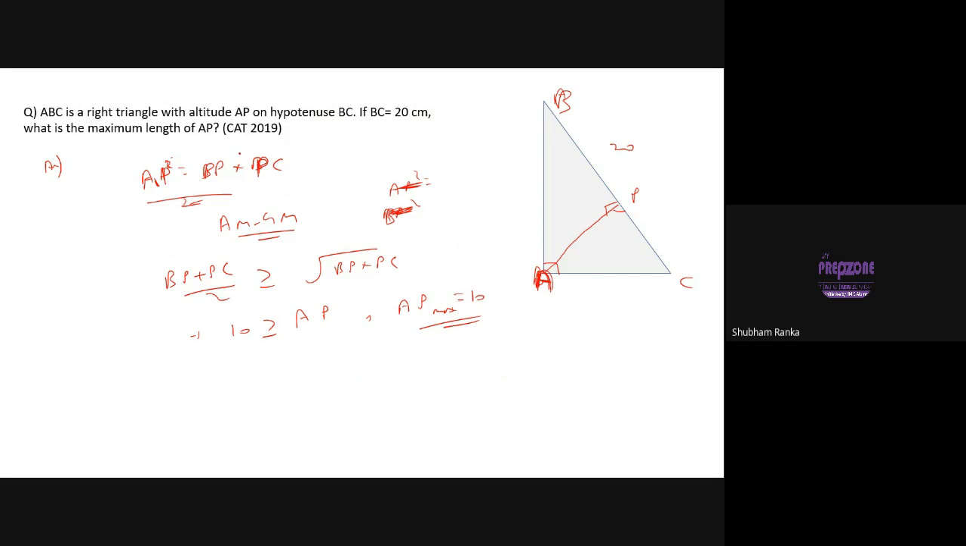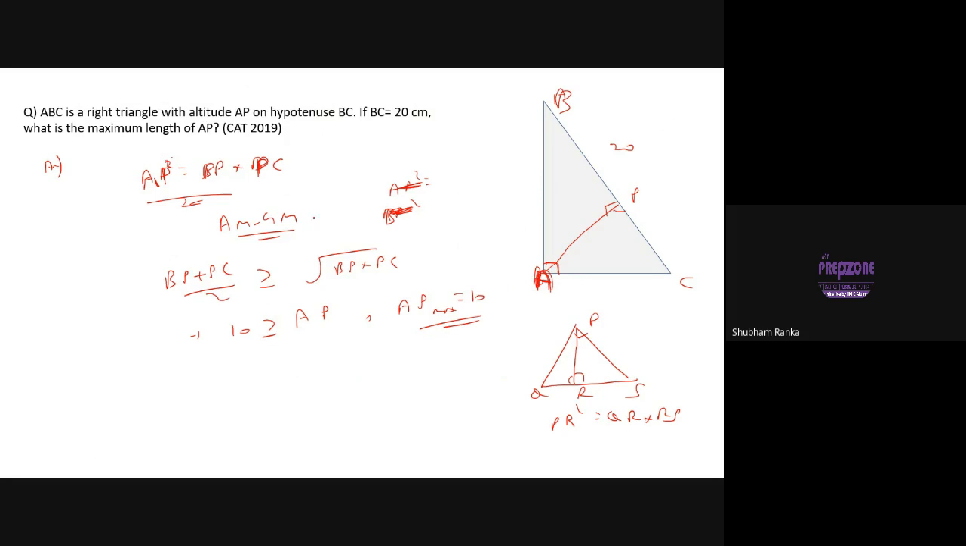So just a simple result: when you're drawing a perpendicular from the 90 degree, and this holds true in any right triangle, in any case of a perpendicular from a 90 degree, PR square will be equal to QR into RS, the product of the segments. So here the segments are, as you can see, BP into PC and AP square.